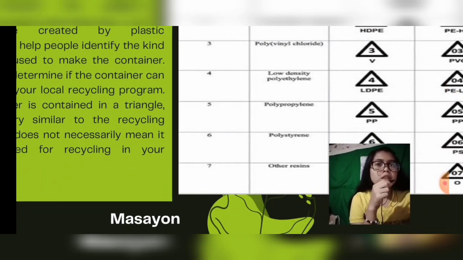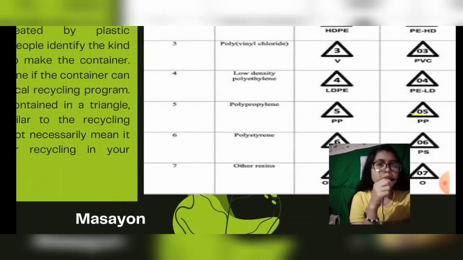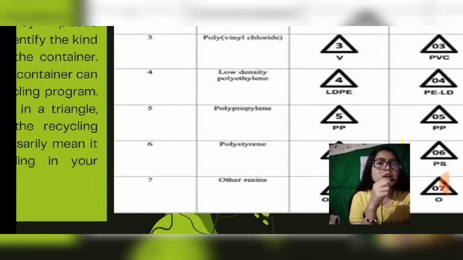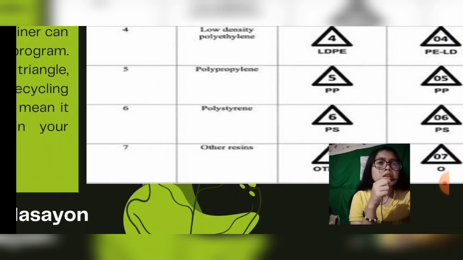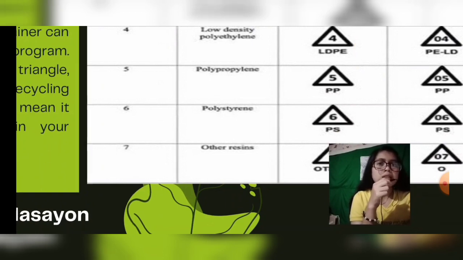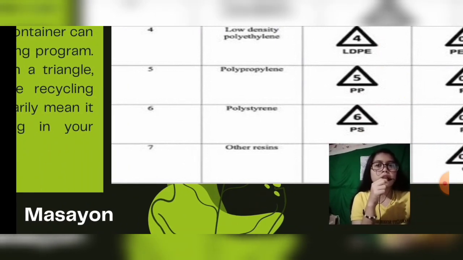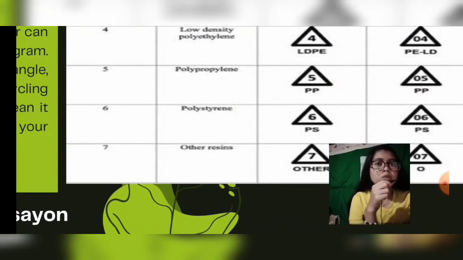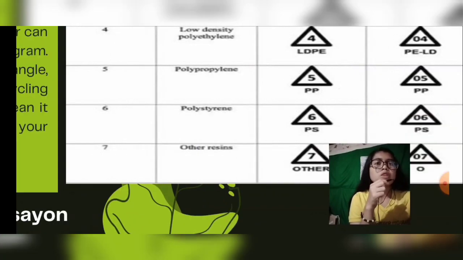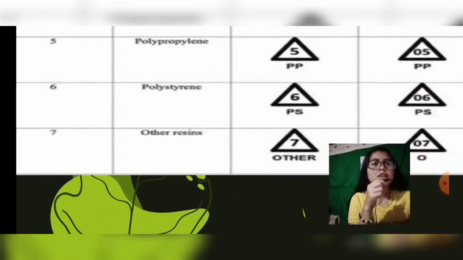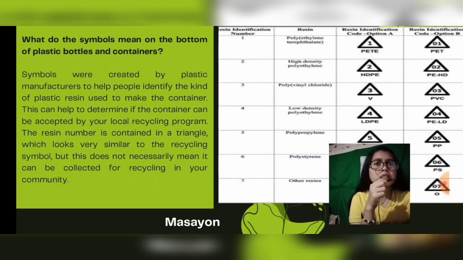Next, we have the number 6 or the polystyrene. So, naa siya number 6 sa middle and it is also known as PS. We have number 7, the last resin code, or it could be the other resins or the other miscellaneous. So naa siya number 7 sa middle. So mao ni siya ang different symbols or different plastic resin codes.